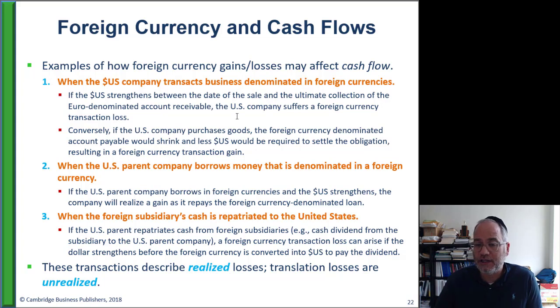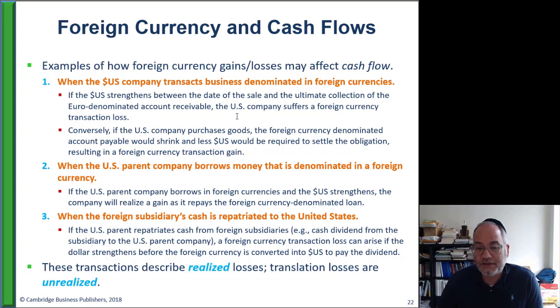And in the other direction, if your company buys goods denominated in a foreign currency, then the amount that you need to pay may fluctuate based on fluctuations in that currency, and that may cause a foreign currency transaction gain or loss. If you borrow money denominated in a foreign currency, then the amount of money you pay back is going to depend on the value of that currency. So if that currency becomes more expensive, then you have to pay back more. If that currency becomes less expensive, then you can pay back less.